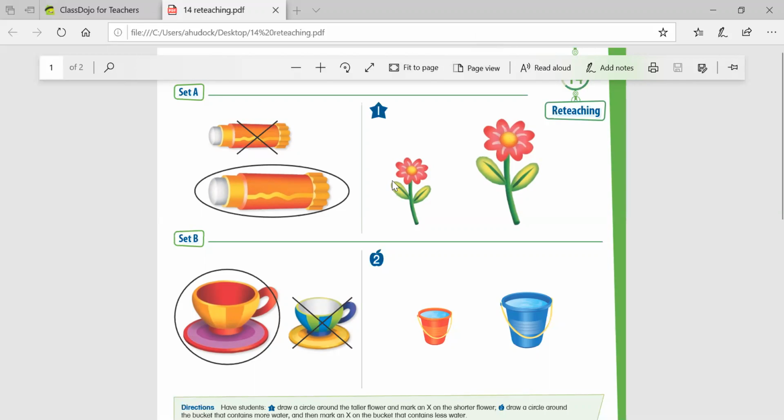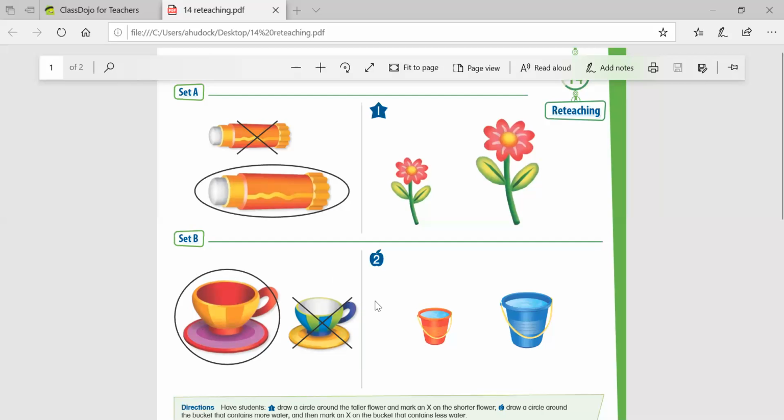For set 2, you are working on capacity and you are circling the bucket or the cup that holds more water and putting an X on the bucket that can hold less. So again, this is working on capacity. You see in our example in set B that the first cup can hold more. It has a greater capacity than the blue and green bucket, which has an X.